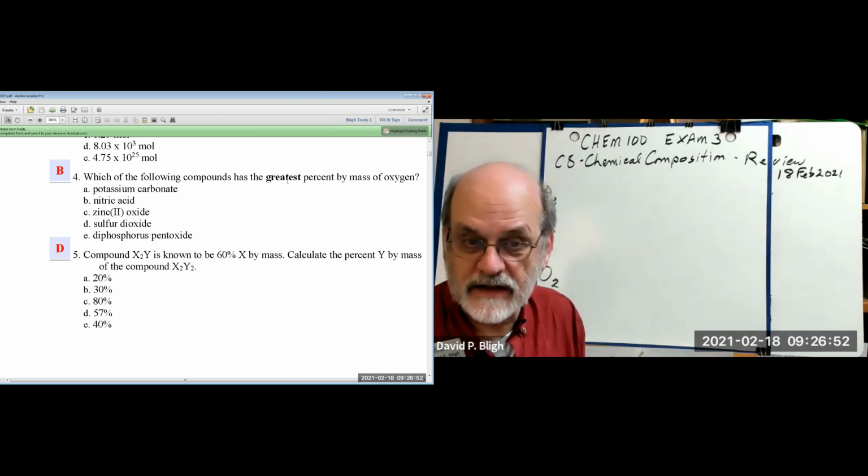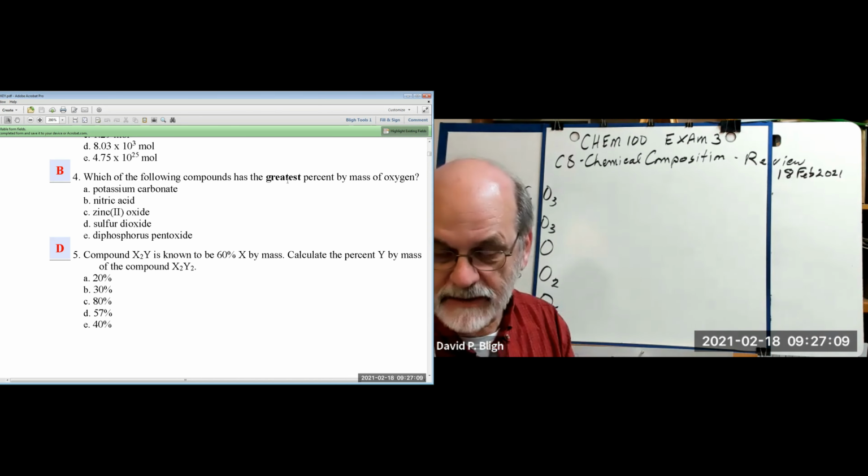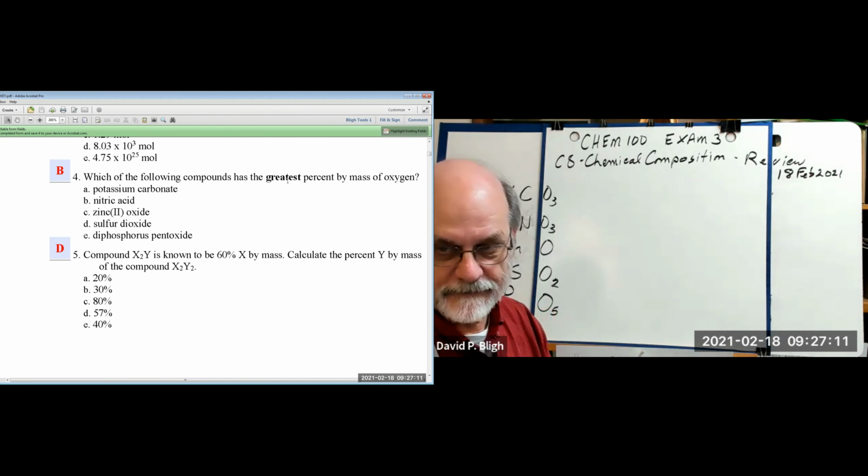Diphosphorus pentoxide is also a type 3. Phosphorus, 2 of them, di, and oxide, penta, is 5. So now we have our compounds written. Now we need to do the percent by mass calculation. Right?